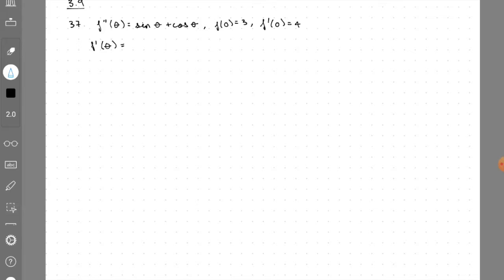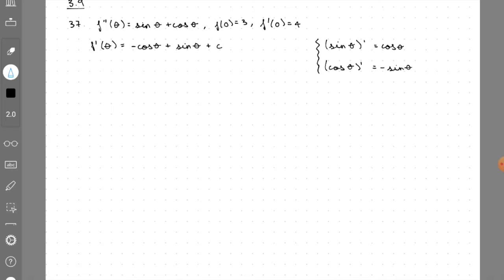And remember that the antiderivative is the opposite of the derivative. We have that the derivative of sine of theta is cosine of theta, and the derivative of cosine of theta is negative sine of theta. So knowing this, the antiderivative of sine of theta is going to be negative cosine of theta, and the antiderivative of cosine of theta is just sine of theta. And we have to add the plus c.